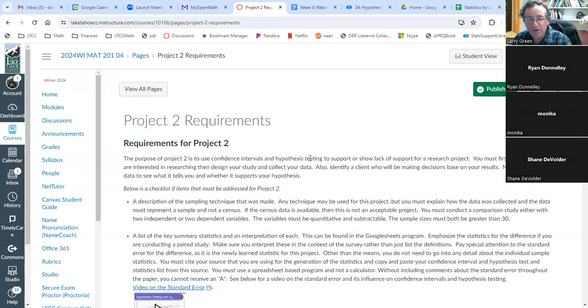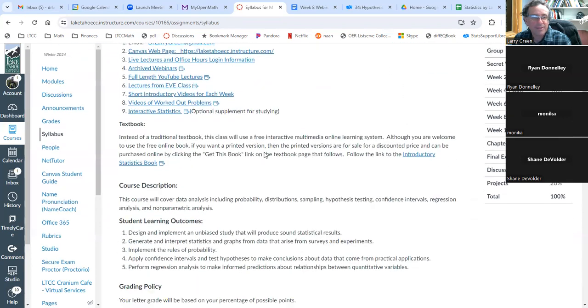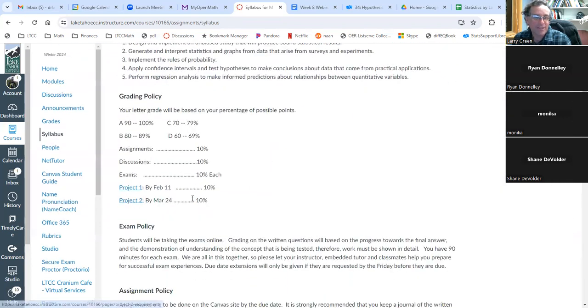Really important: if I go back to the syllabus, I just want to emphasize it. The project is 10% of the grade, so don't just ignore it. It is a pretty important piece. It's not 90% of the grade, but it's a chunk.